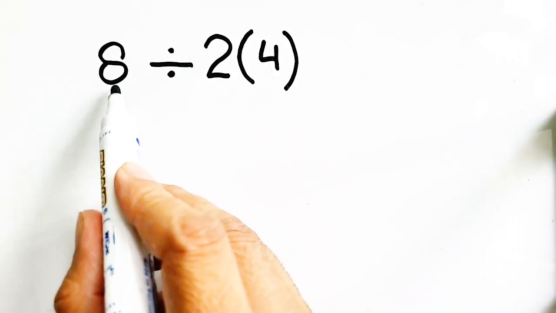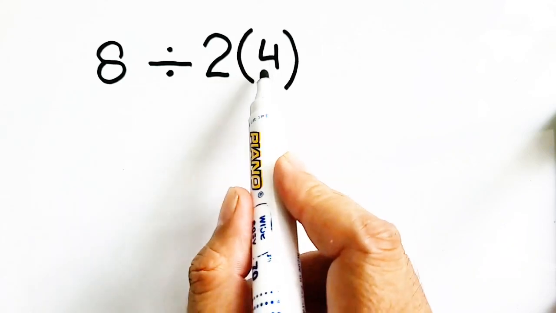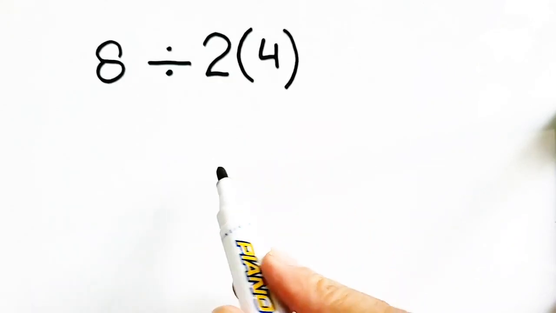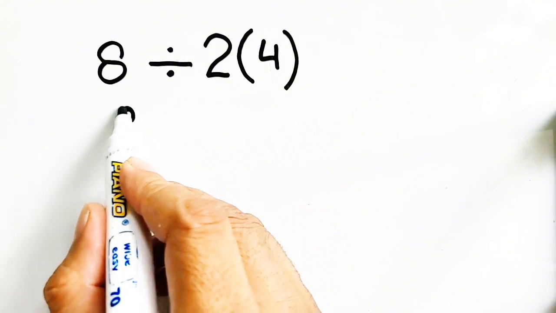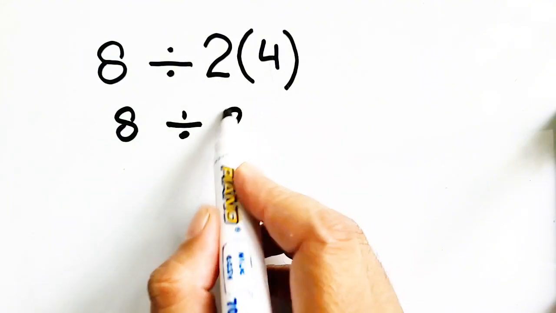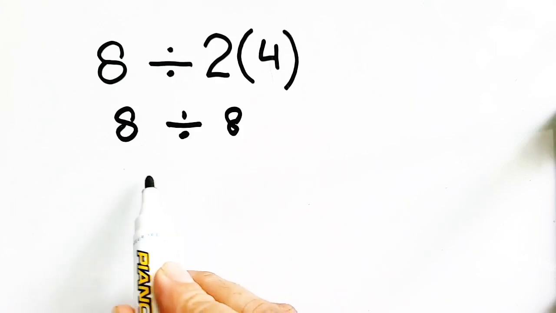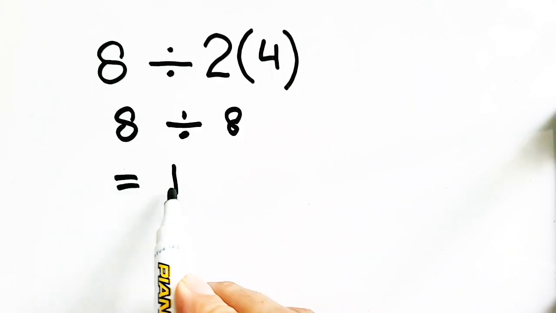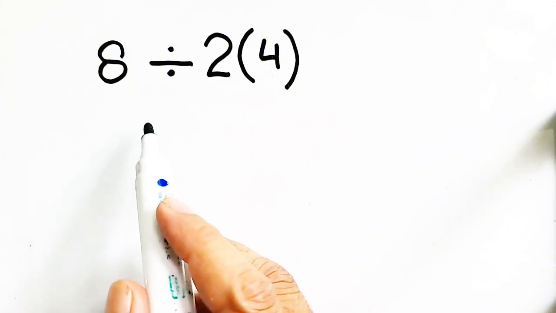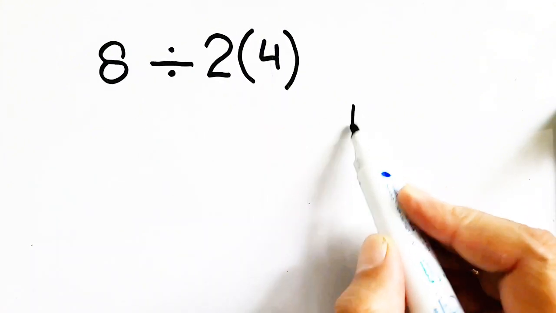This question is 8 divided by 2 times 4. Most people do it in the way that 8 divided by 2 times 4 is 8 divided by 8, which is equal to 1, which is wrong. This question will be solved according to the PEMDAS rule.